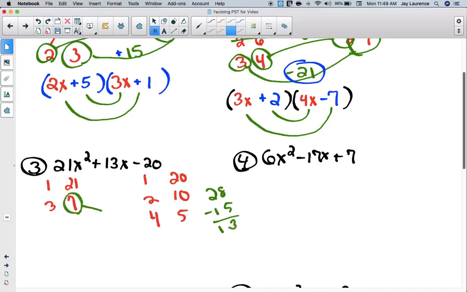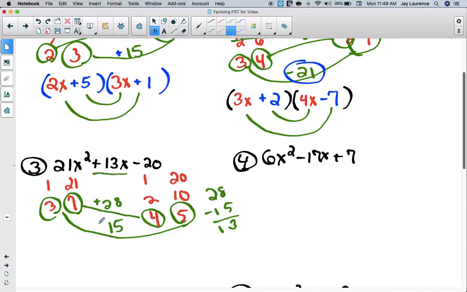So I started with the 3 and 7 instead of the 1 and 21, and I got lucky. Now, do I want it to be 28 minus 15 or 15 minus 28? Well, I want a positive 13. So I want the positive number to be the larger of the two, or the one farther from 0 on the number line. This is actually getting pretty easy now as I start to get the hang of this.